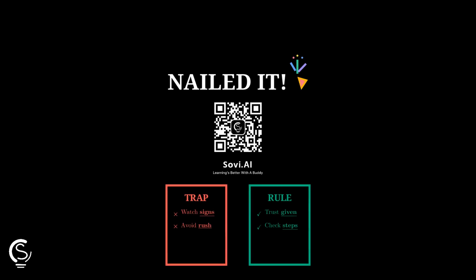Trap: signs and rushing. Rule: trust the given pH clue, then check each structural level carefully.